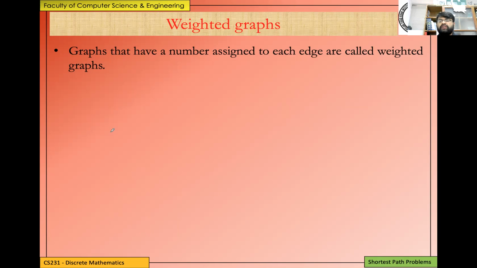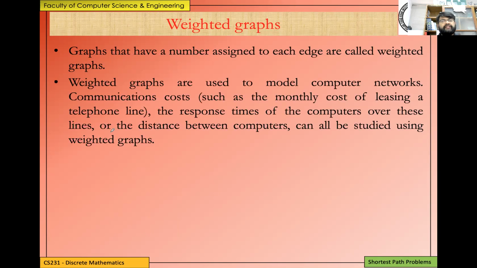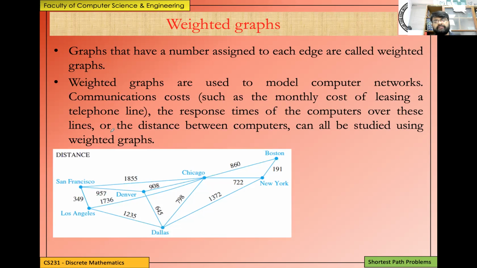In that case, the graph is called a weighted graph. Weighted graphs are used to model computer networks. Communication costs such as the monthly cost of leasing a telephone line, the response times of the computer over these lines, or the distance between computers can all be studied using weighted graphs. So again, weighted graphs is a very important concept, and it can all be studied using basically different things.